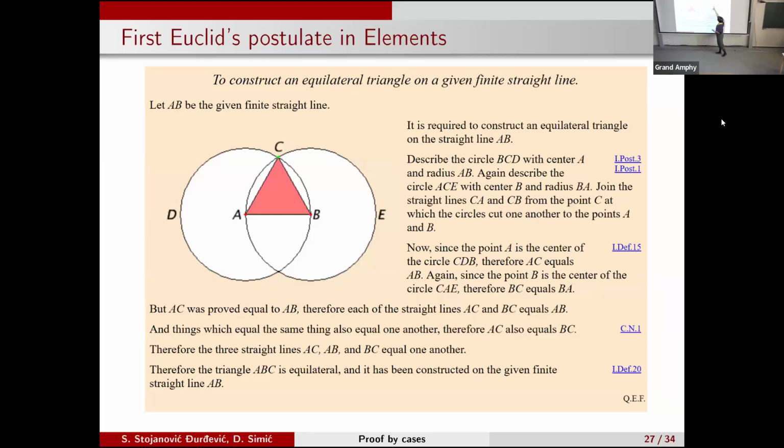We describe the first circle with the center A. Then we describe the second circle with the center B. Then we define a certain C as an intersection point. This is the construction. Now we need to prove that we constructed everything that we need.